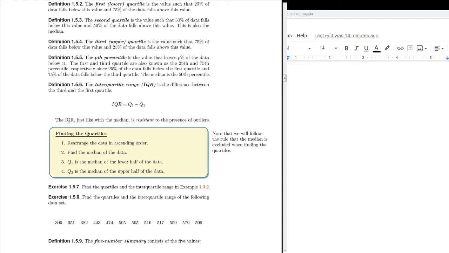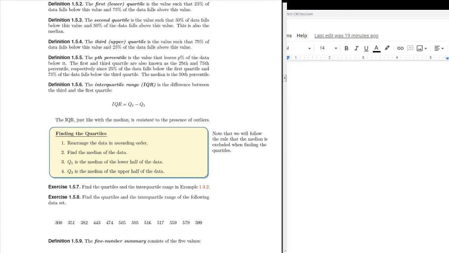We can generalize this division of data by defining the pth percentile, which will leave p% of data below this value. So for example, the first and the third quartiles are also known as the 25th and the 75th percentile, respectively, because 25% of data falls below the first quartile, and 75% of data falls below the third quartile. The median is also known as the 50th percentile because the median will leave 50% of data below its value.